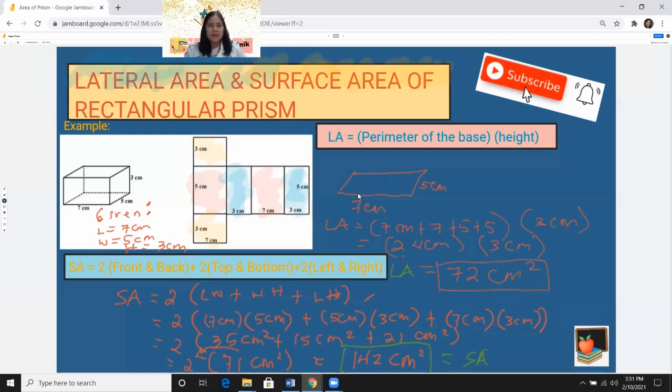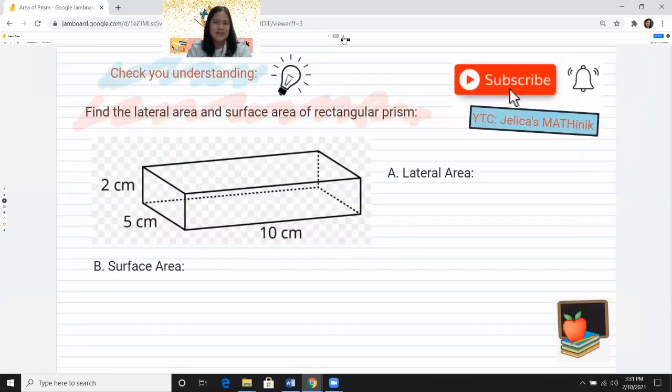Before we end this video, we believe that there is no retention of learning without application. So you're going to practice what you've learned on how to get the lateral area and the surface area on this slide. Check your understanding by finding the lateral area and surface area of this given rectangular prism with a measurement of 10 centimeters by 5 centimeters by 2 centimeters. Find the lateral area and the surface area. Good luck.